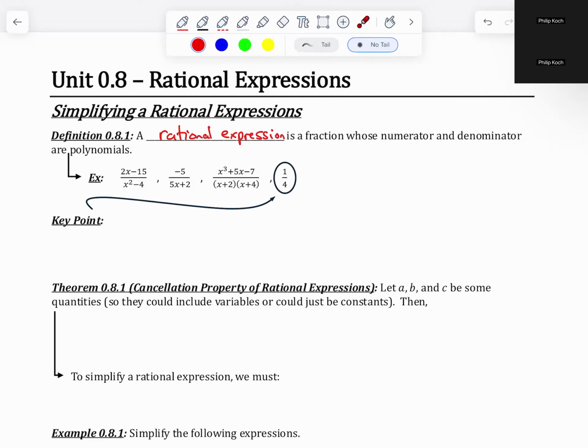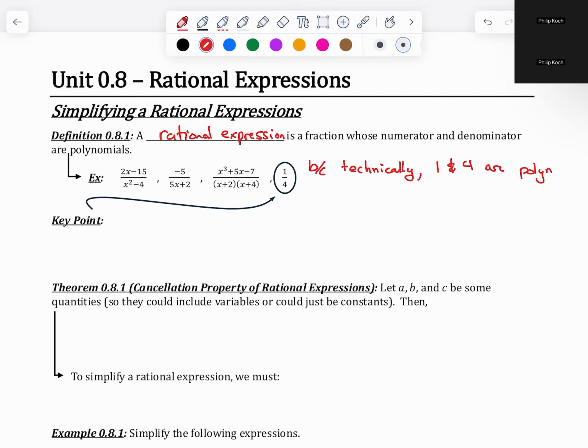And then I also wrote 1/4, because technically speaking, 1 and 4 are polynomials. They're degree 0 polynomials, not very exciting. They don't do much, but they are polynomials. Why would I mention that? I don't want you to be afraid of these things. Since 1/4 is also a rational expression, and we know how fraction stuff works.